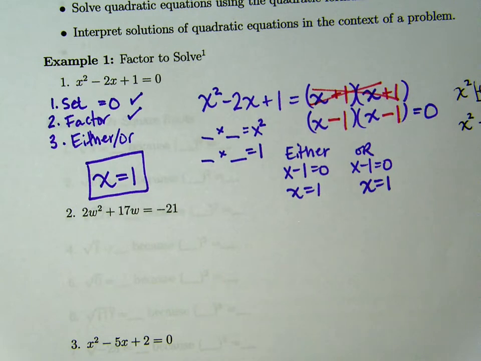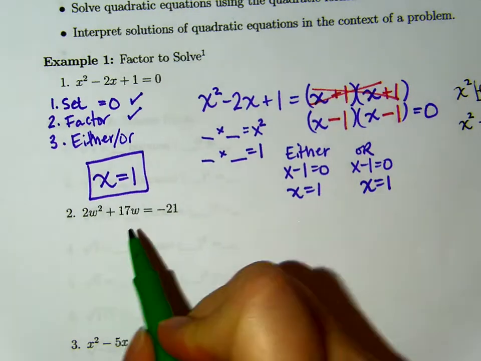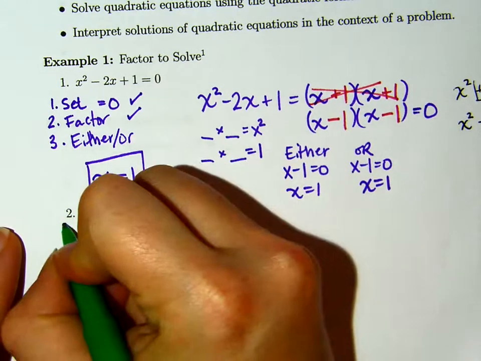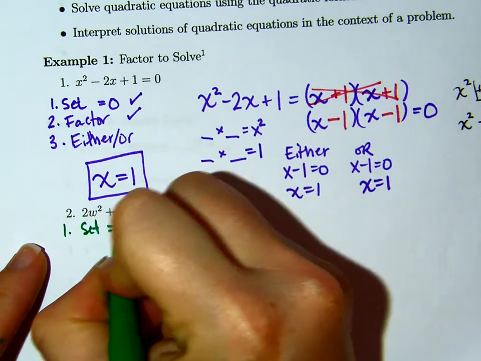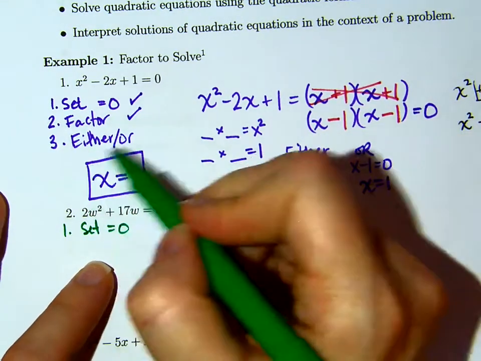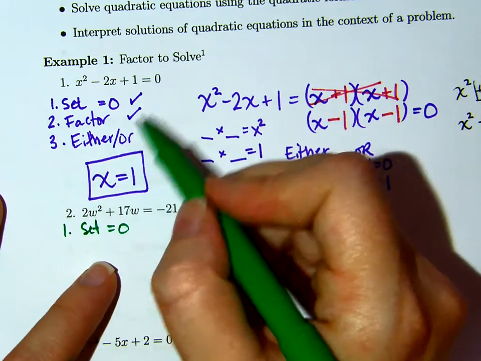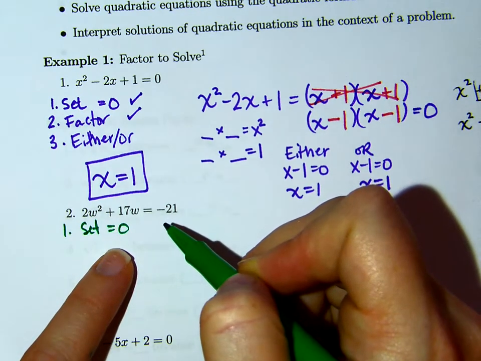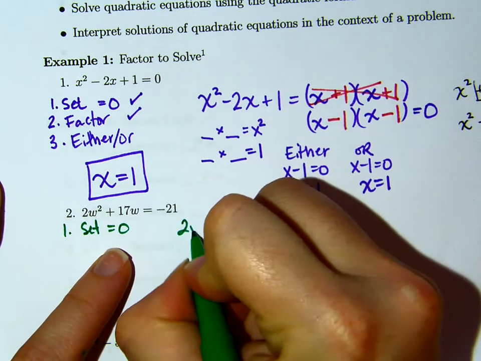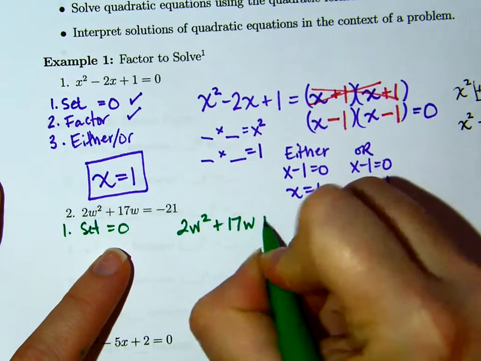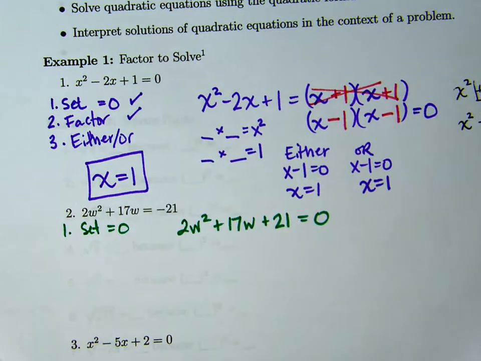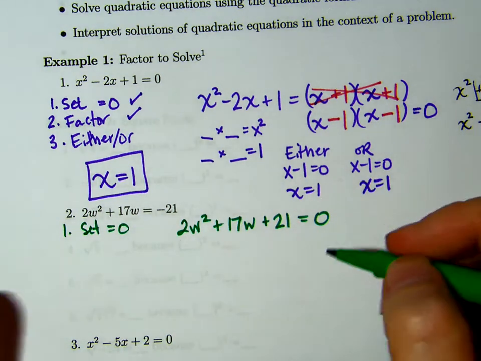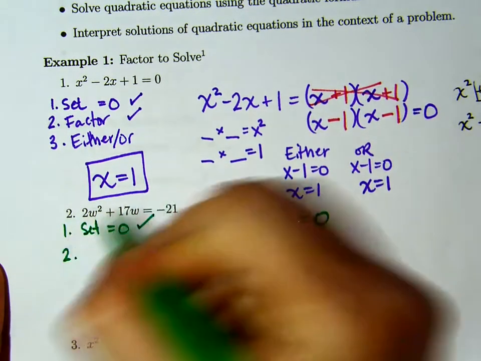Okay, let's do it again. Step 1. Set equal to 0 in order to use the 0 factor property in step 3. So step 3 has the either or, and that only works, remember, if we set it equal to 0. So I'm going to have to add 21 to both sides. So 2w squared plus 17w plus 21 is equal to nothing. So we needed to add 21 to both sides so that we can set this equal to 0. Step 2. Factor.